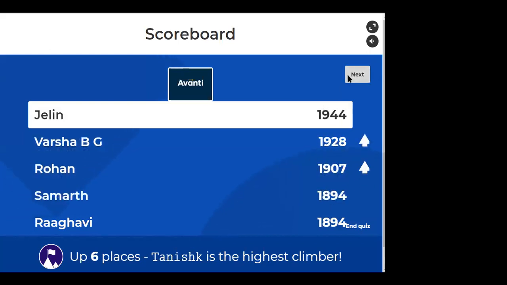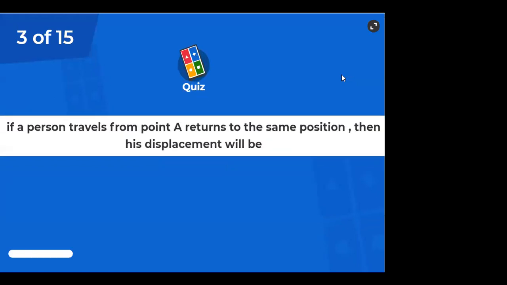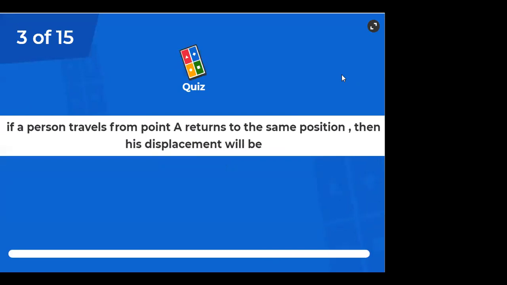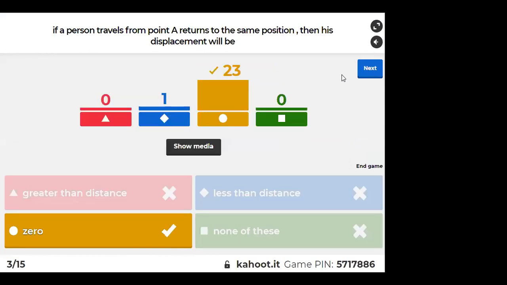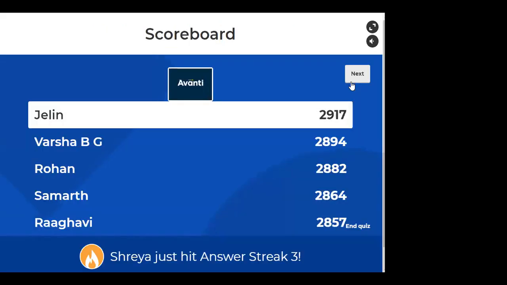Next, the person travels from point A and returns to the same position, then his displacement would be. I guess this is easy. You guys should be able to solve it. Yes, correct. It will be 0. Very good. Next.